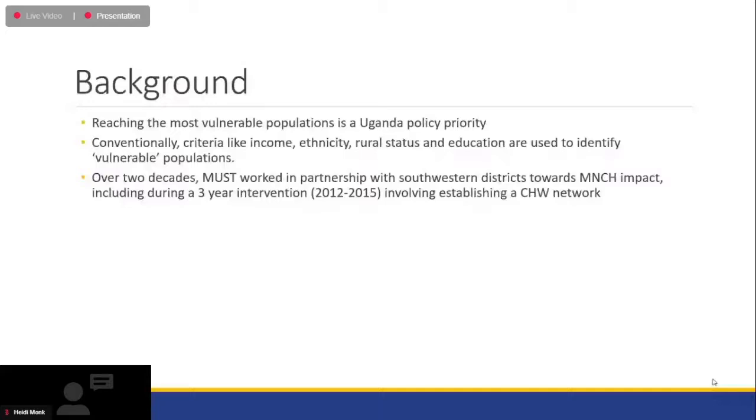In the case of Uganda, reducing the gap in terms of health equity, reaching the most vulnerable populations is a policy priority. Conventionally, such populations are identified by criteria like income, ethnicity, education, and rural status. In the last two decades, MAST has worked with the University of Calgary and districts in southwestern Uganda towards improving maternal, newborn, and child health. And this includes a three-year intervention between 2012 and 2015 that was funded by Global Affairs Canada. This intervention involved establishment of a functional community health worker network.